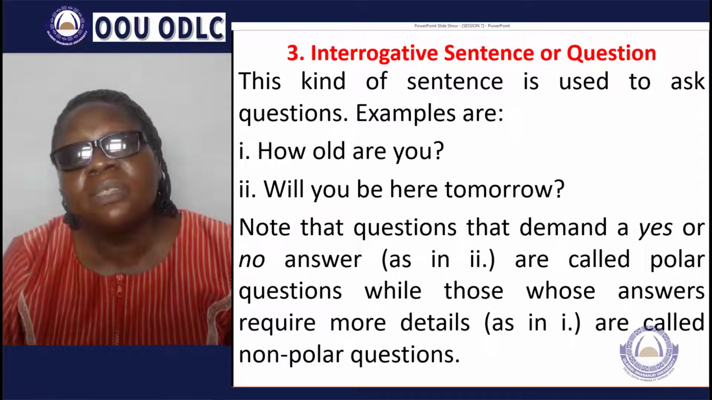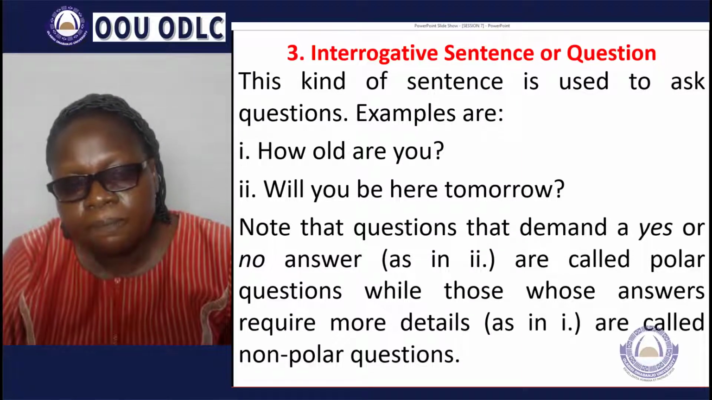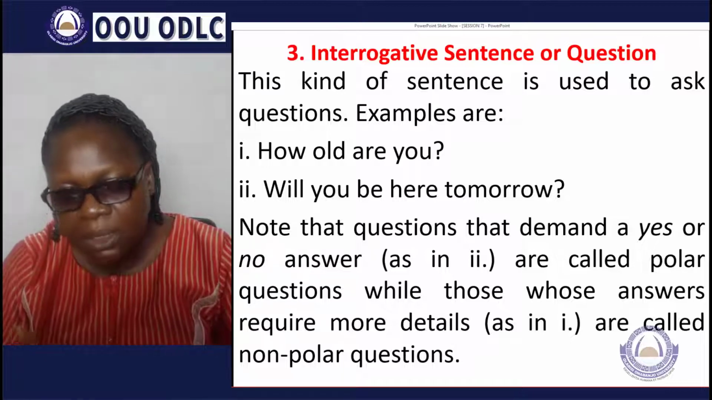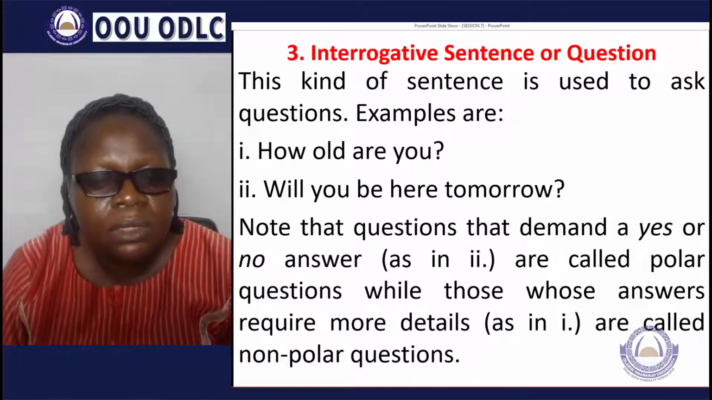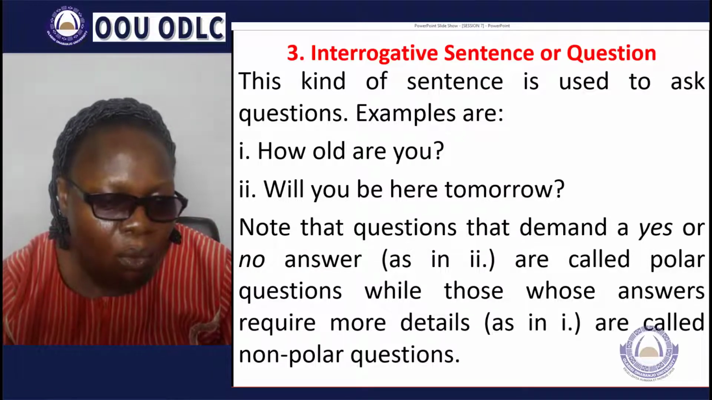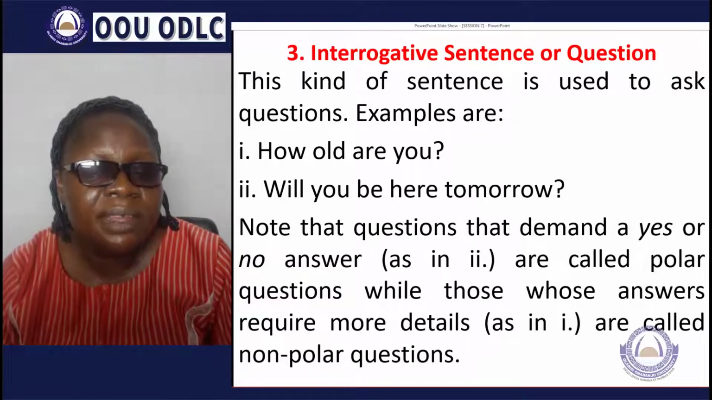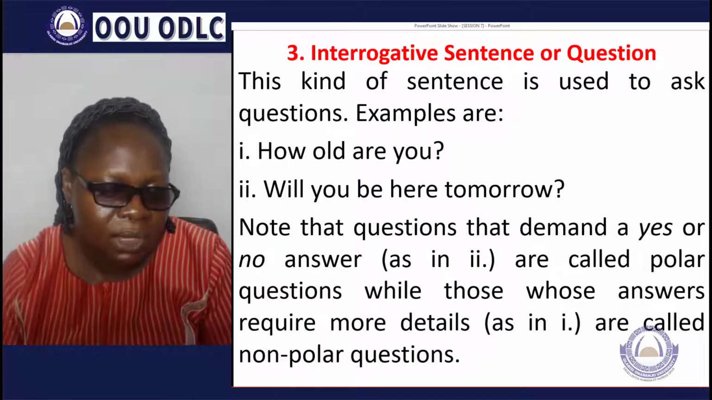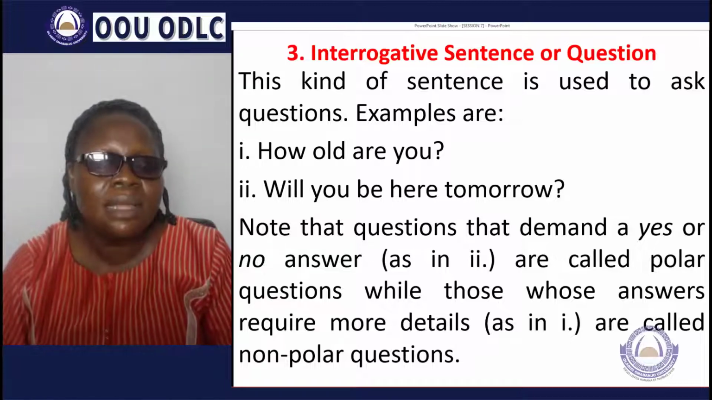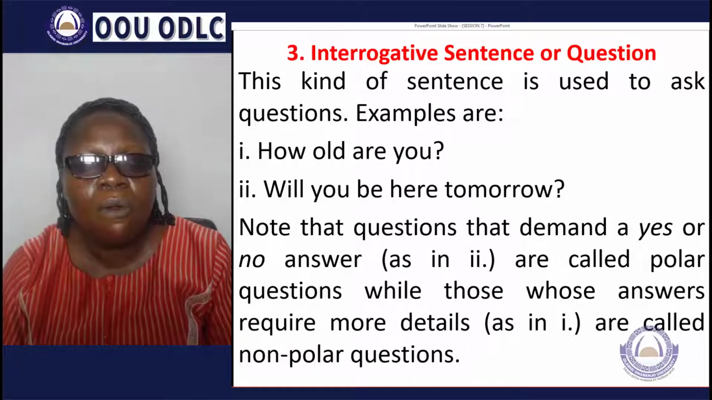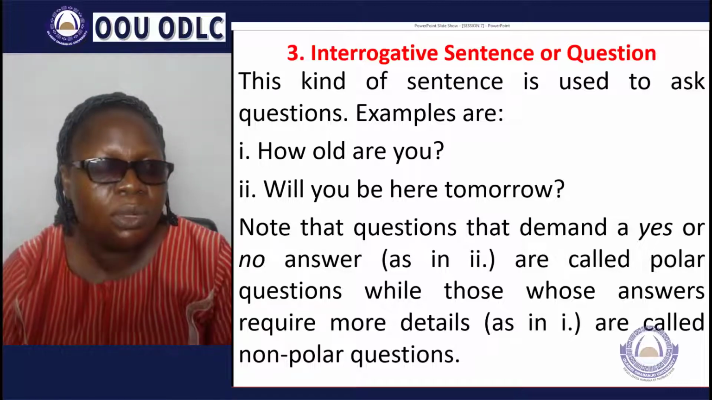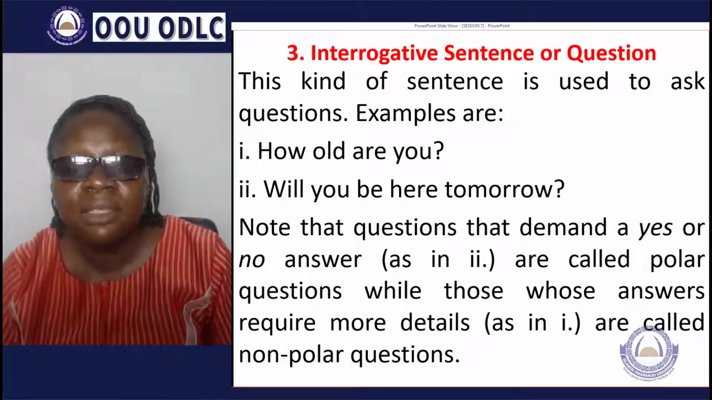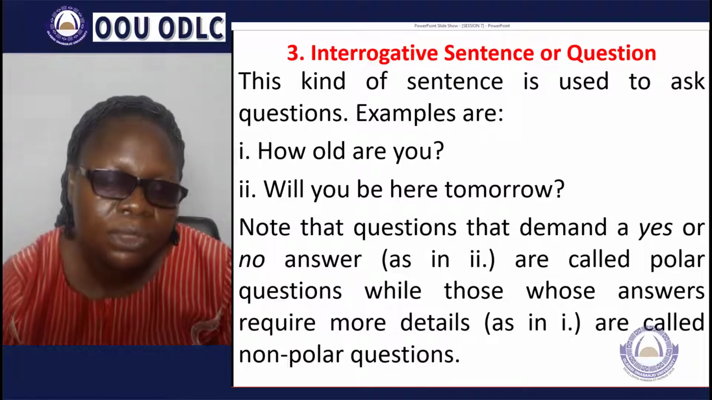Now, number 3, we talk about the interrogative sentence or question. This kind of sentence is used to ask questions, as the name implies, interrogating someone, asking questions. Examples are, how old are you? Number 2, will you be here tomorrow? These are questions. Now, note that questions that demand a yes or no answer, as we have in number 2, are called polar questions. That is, when you ask the question and the answer is either yes or no. That's a very good example of a polar question.